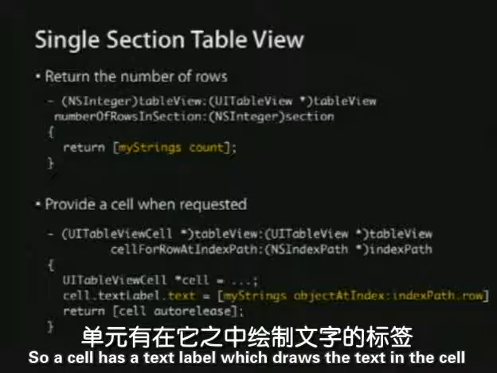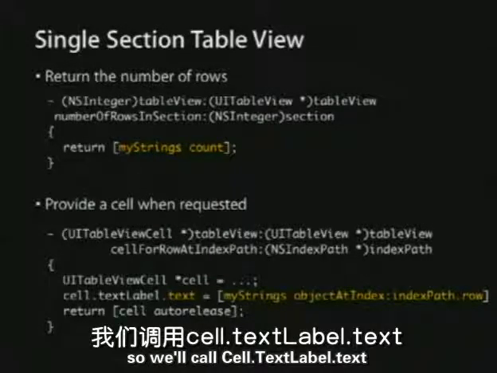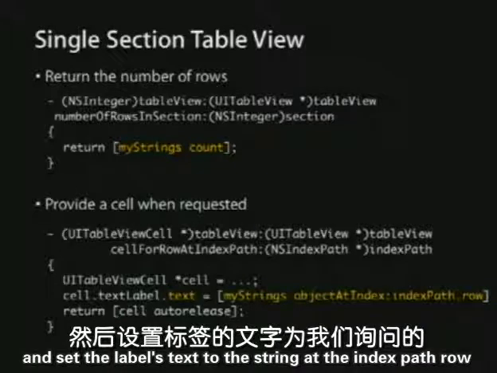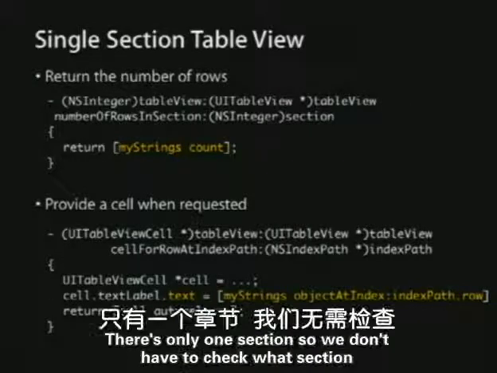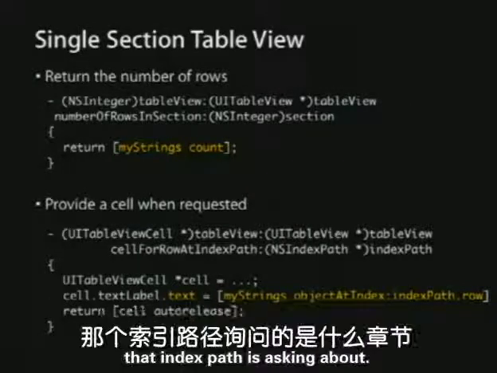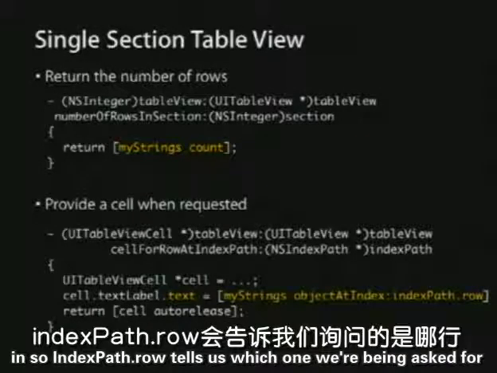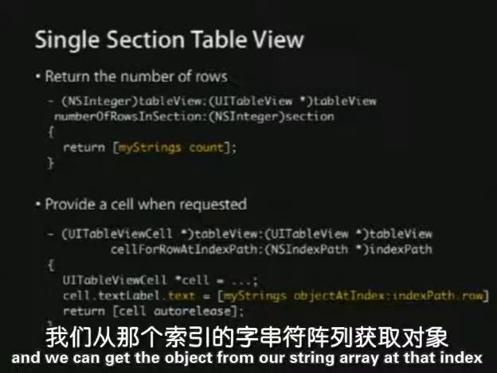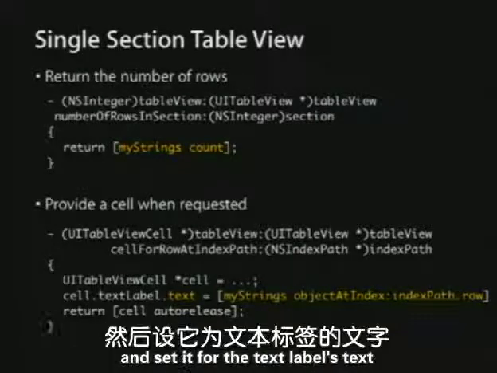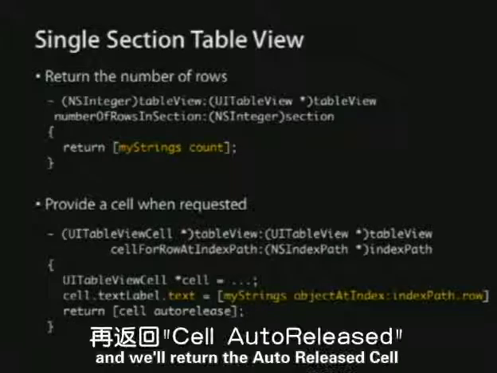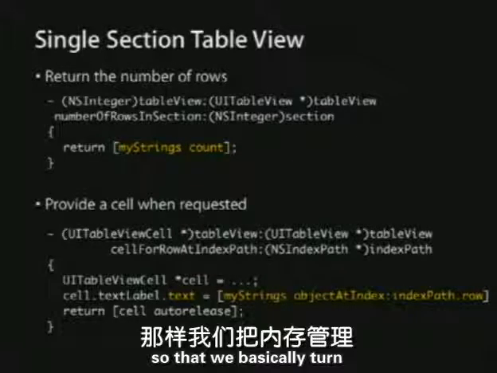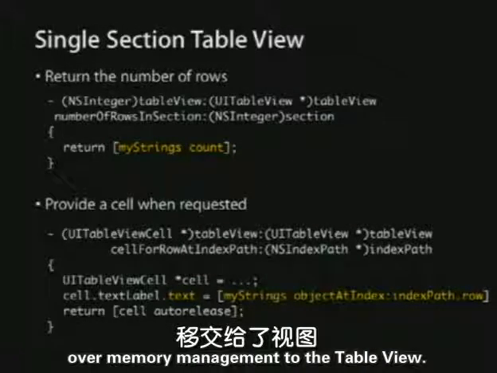So a cell has a text label, which draws the text in the cell. So we'll call cell.textLabel.text and set the label's text to the string at the index path row that we're being asked about. There's only one section, so we don't have to check what section that index path is asking about. We really only care about what row it's in. So indexPath.row tells us which one we're being asked for, and we can get the object from our string array at that index and set it to the text label's text. And we'll return the autoreleased cell so that we basically turn over memory management to the table view.